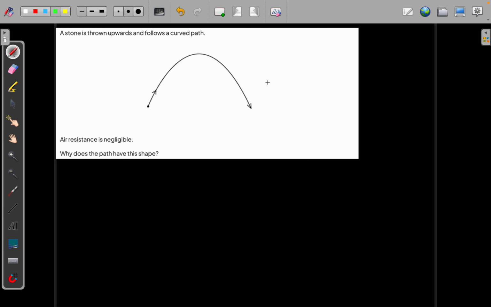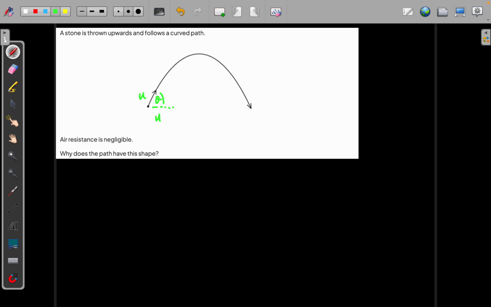Okay, question 4 has a stone thrown upwards and following a curved path, and you want to explain why the path has this shape, so the shape of a parabola. Well, if you fire an object at an angle, so let's say the angle theta here, and at initial speed u, then this velocity will have two components.